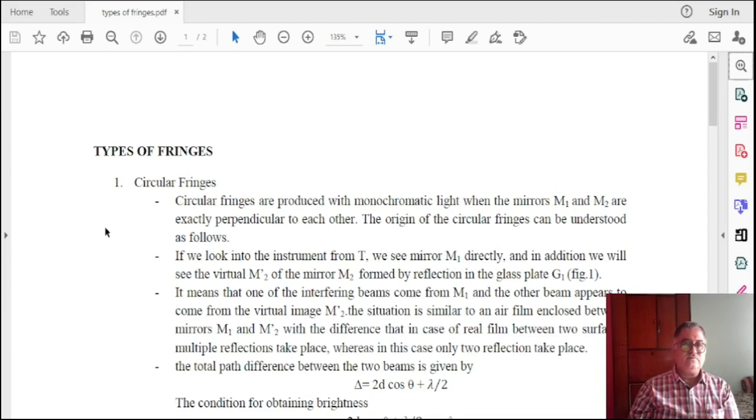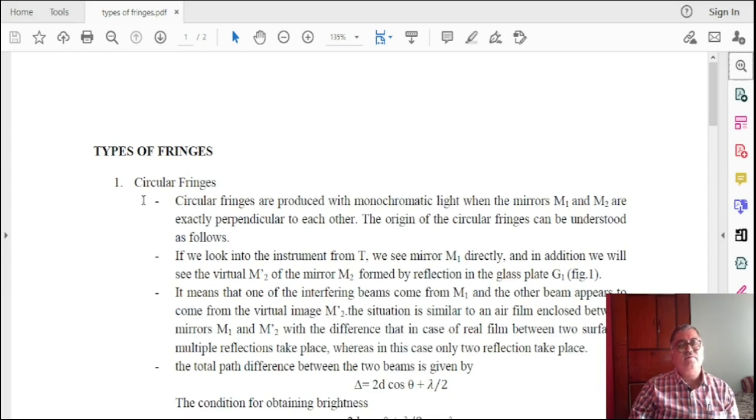Now we will see, using the Michelson's interferometer, what are the types of fringes which we get. There are three types. One is circular, the second is localized fringes, and the third is white light fringes. Friends, here we will see one by one.